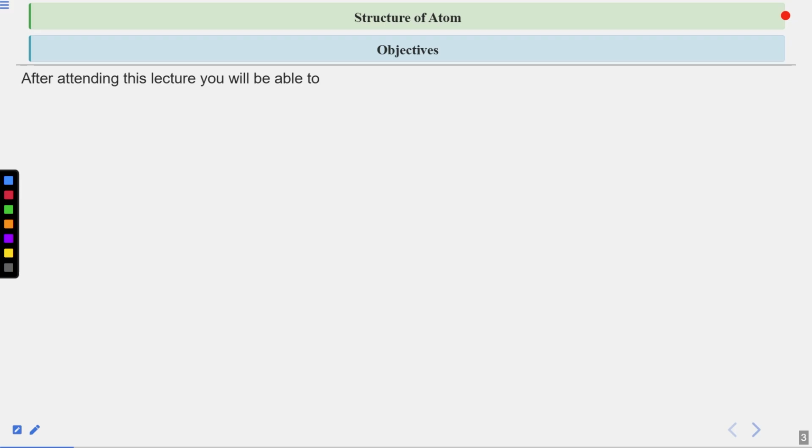Our objective today would be to describe the Thomson and Rutherford models. So we will see these two models today mainly.